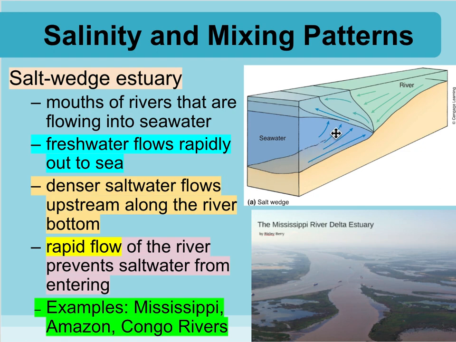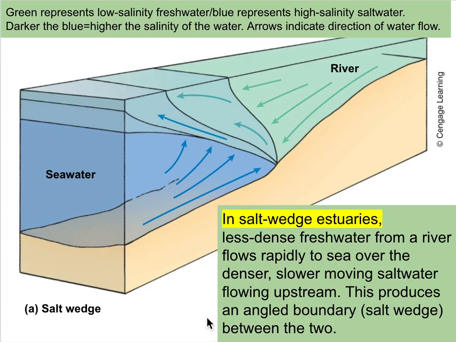So you have strong seawater flow and you have strong river flow, and they kind of clash here in the middle and will mix a little bit, and you'll see some water mixing. A good representation of this would be the Mississippi, Amazon, or the Congo. And here's just a larger picture of the salt wedge and the mixing of the river and the seawater.